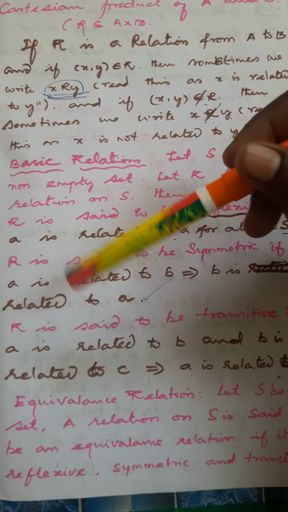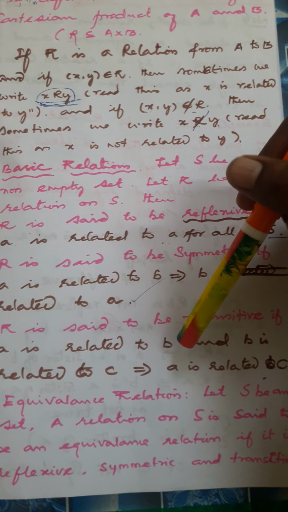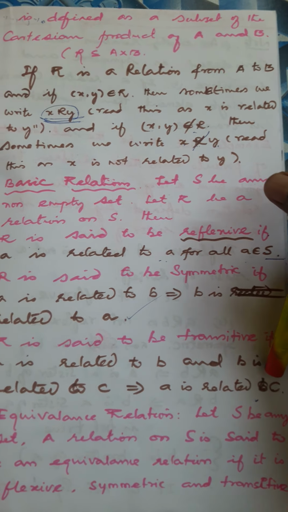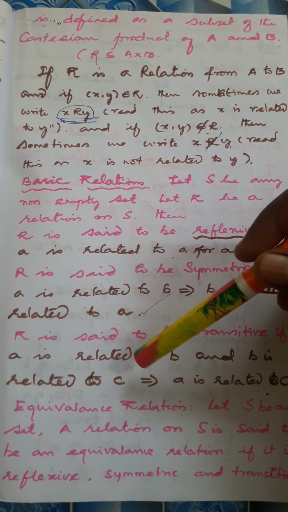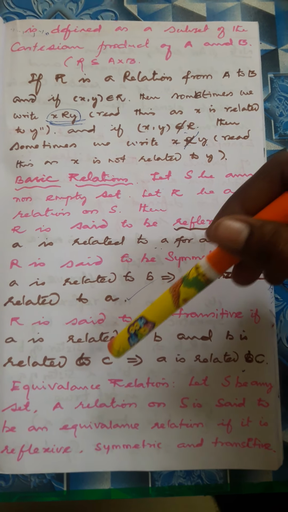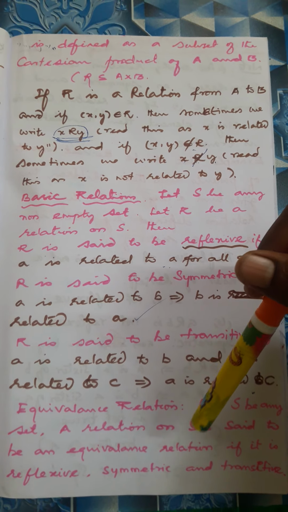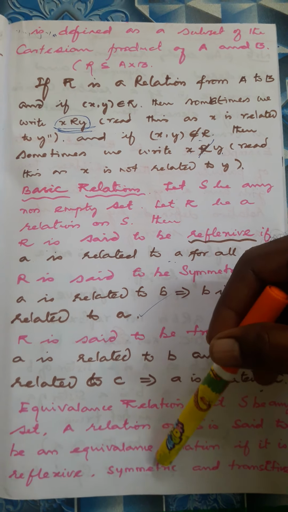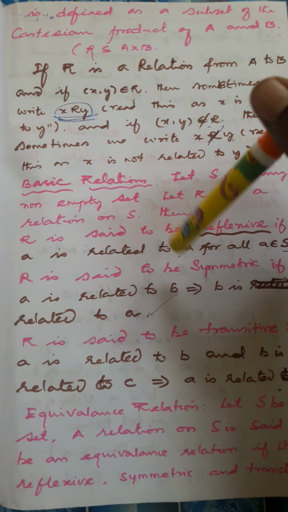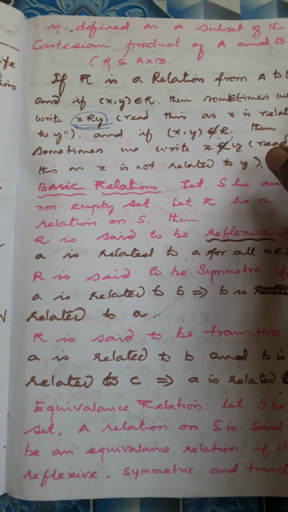Okay. And the next one will be transitive. R is said to be transitive if a is related to b and b is related to c, that implies a is related to c, means it is transitive, right? So the next one will be equivalence relation. Let S be any non-empty set and a relation on S is said to be an equivalence relation if it is reflexive, symmetric and transitive. So equivalence means we need all three properties: reflexive, symmetric, transitive. Otherwise it's not an equivalence relation.